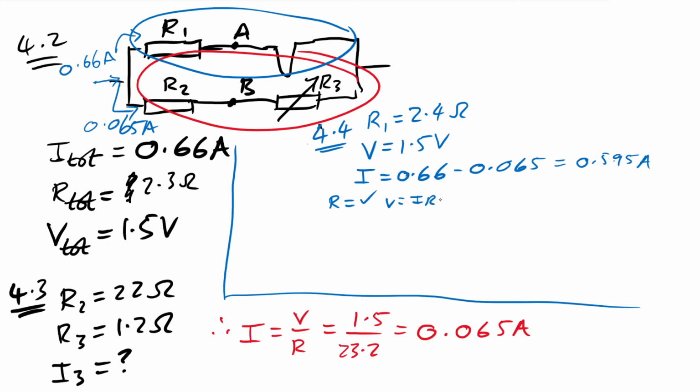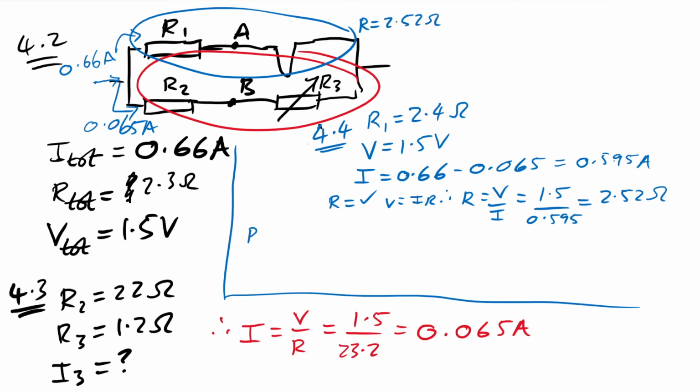Just first of all, look at what you have and what you can find out first. So V equals IR, therefore R is going to be V over I. So that's our 1.5 volts divided by 0.595, and that gives us 2.52 ohms. So the total resistance of the top branch there is that 2.52 ohms.